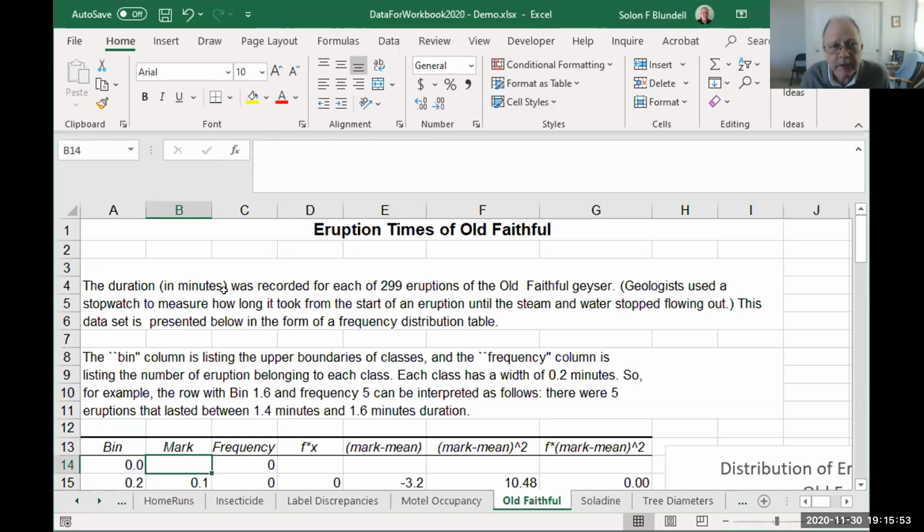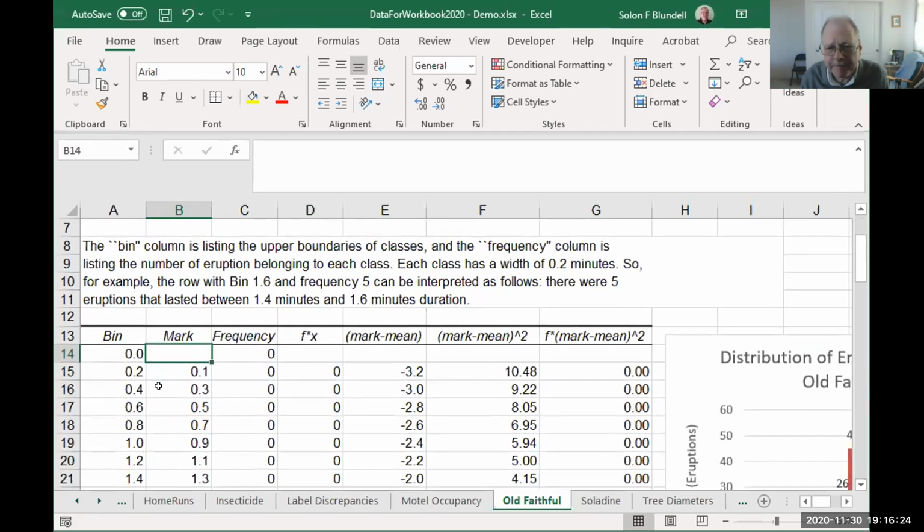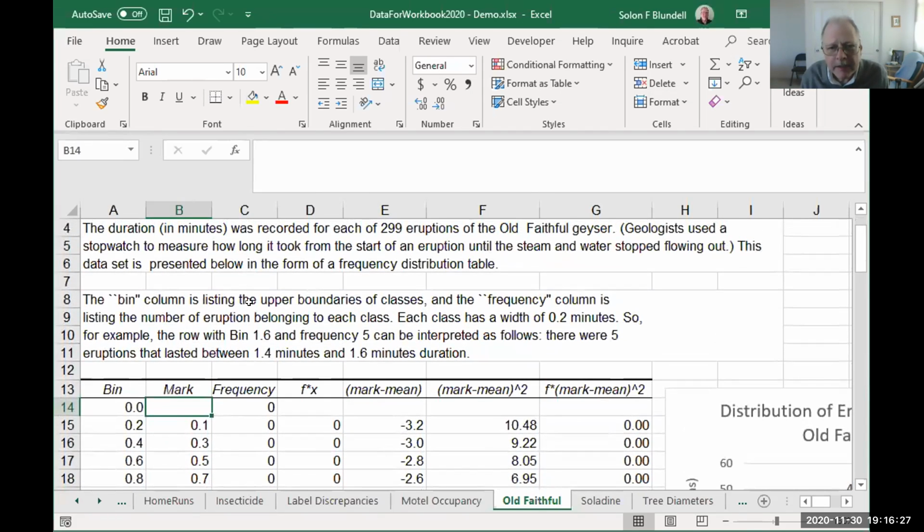So the duration in minutes, how long did each eruption last? The duration was recorded for each of 299 eruptions of the Old Faithful Geyser. And so the geologists, they just used a stopwatch to measure how long it took from when the steam started coming out of the ground until it stopped. And they did this for 299 different eruptions. And this table here, the bin column is the upper boundary of each class.